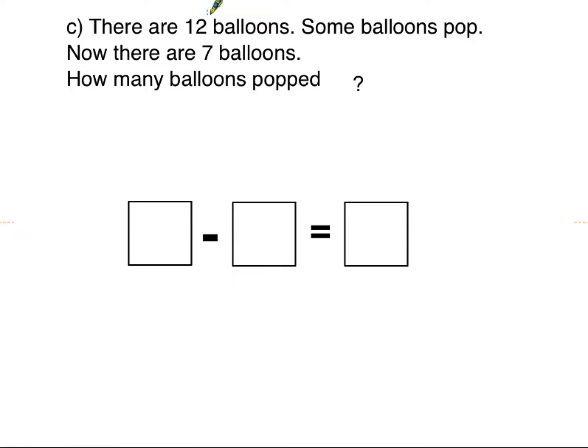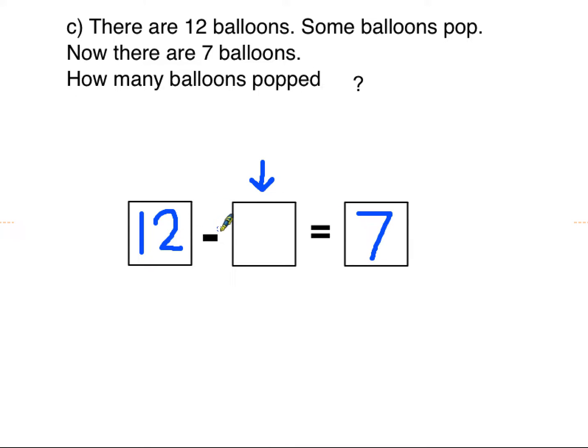There are 12 balloons. Some balloons pop. Now there are 7 balloons. So we started with 12. Some popped. Some went away. We don't know how many. So we're trying to figure out that one. We are left over with 7.